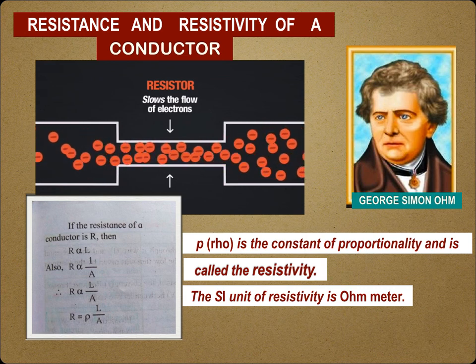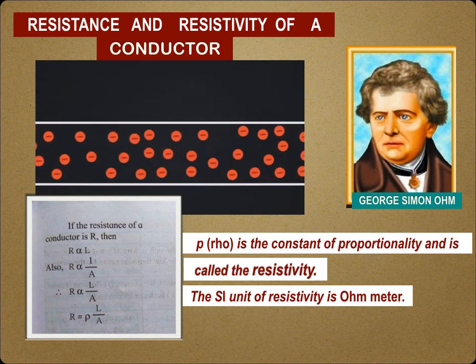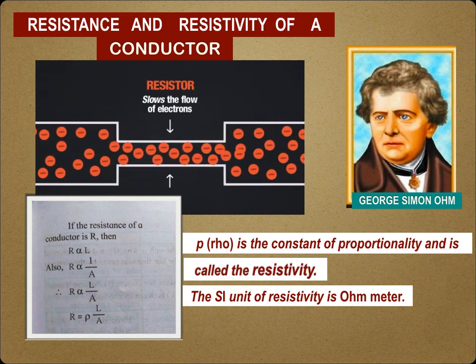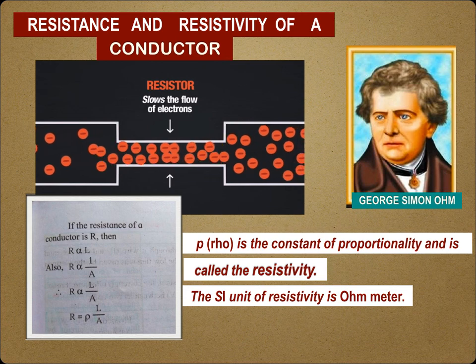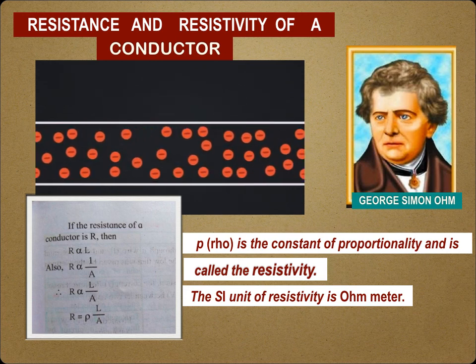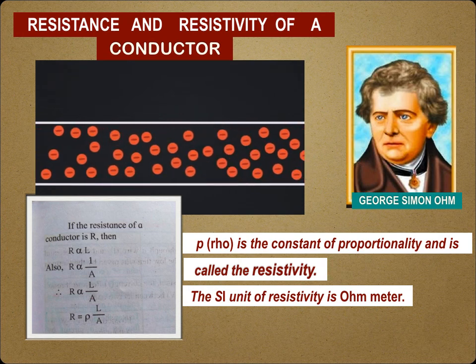Now moving electrons strike the atoms and ions which lie along the path, and such collisions cause hindrance to the flow of electrons and they oppose the current, and this hindrance is called the resistance, as you can see in the picture.